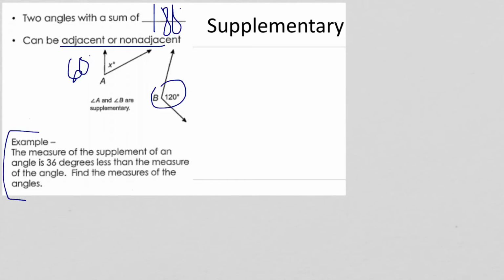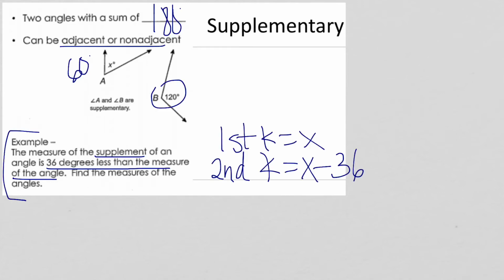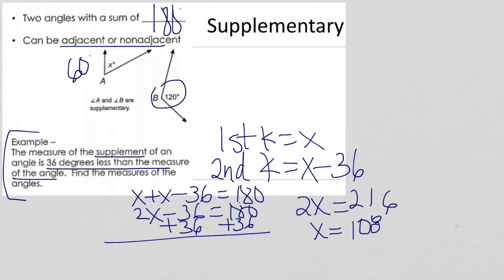Let's take a look at this example and see if you can figure out how to write it, representing it in algebra. All right, so I represented one angle as x, and then it says 36 degrees less than the measure of the angle, so x minus 36. We know they're supplementary, so they add up to 180. So I get x to be 108, plug it back in, so this angle is 108. And this one is 108 minus 36, which is 72 degrees.